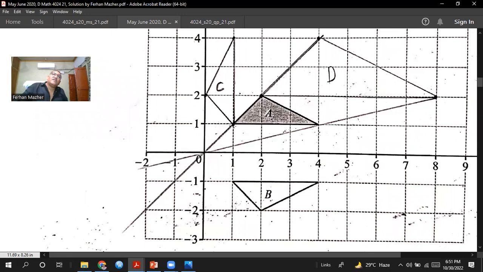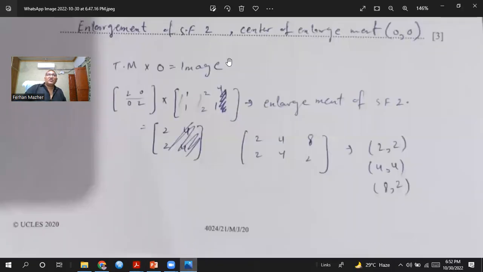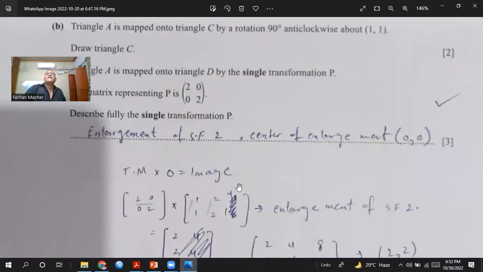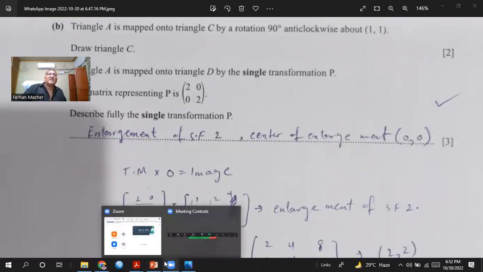And the distance of the object, for example, I take this point, the coordinate of the image is 2 from here, and the distance of the same object from the center of enlargement is 1. So 2 divided by 1, the scale factor will be 2. So you can say that it's enlargement of the scale factor 2, and the center of the enlargement is 0, comma 0. I hope that you have understood how this is done.